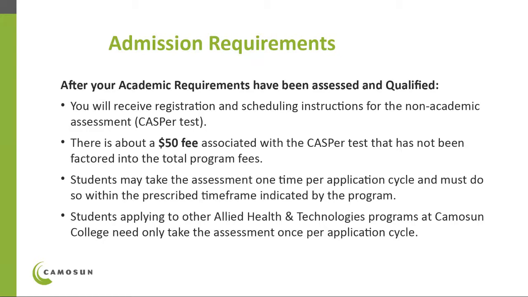Okay, so moving on through the process here. The academic requirements have been assessed. You've met the minimum qualifications there. You're going to receive some instructions from us for taking that CASPer non-academic assessment. That CASPer test is what we call a situational judgment test. So they give you situations to respond to. And there's a little bit more detail coming up about it as well. There's a fee associated, so you're paying that right to that assessment provider when you register with them. We're basically just directing you to the website and getting you to choose the right test dates that are assigned for the Camosun applicants. Take it one time per application year. Do so in the timeline indicated by the program. And yes, you can use it for the other allied health and technologies programs. So that's radiography. Okay, carrying on.